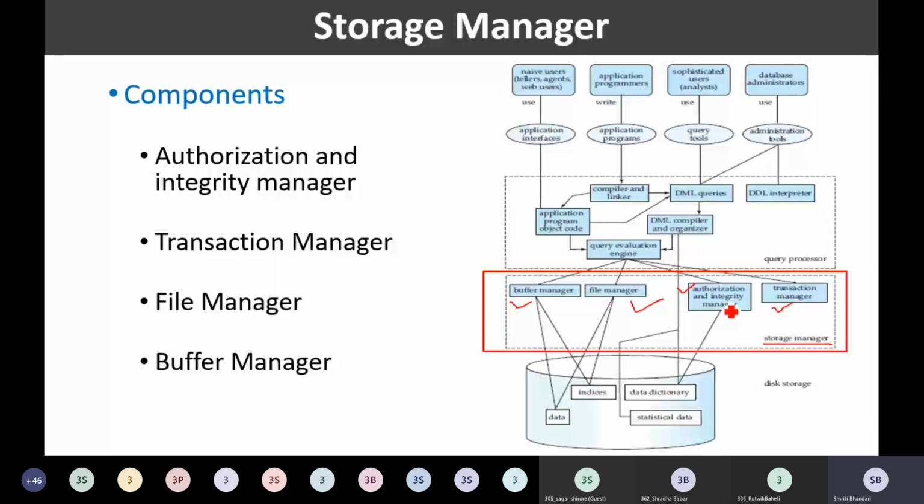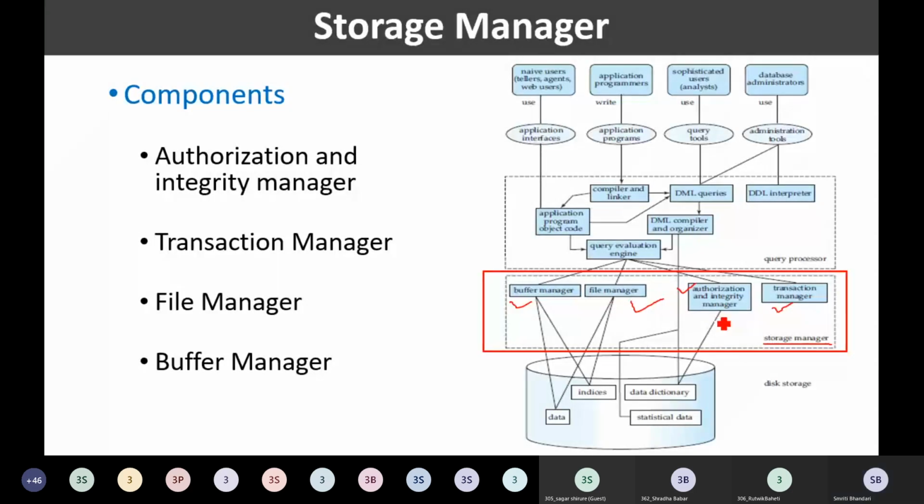So who is going to take care of this authorization? This authorization and integrity manager, which is one of the components of the storage manager, is responsible for checking whether the person who is asking for access to the data is authorized or not.